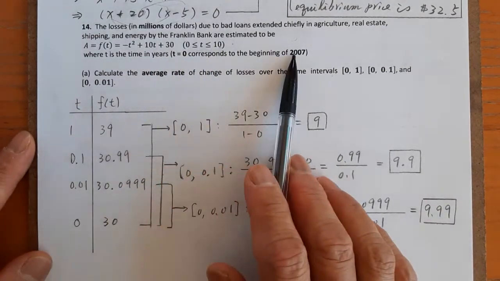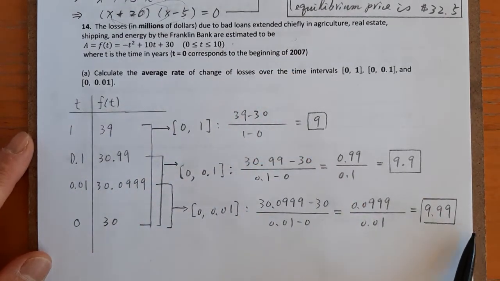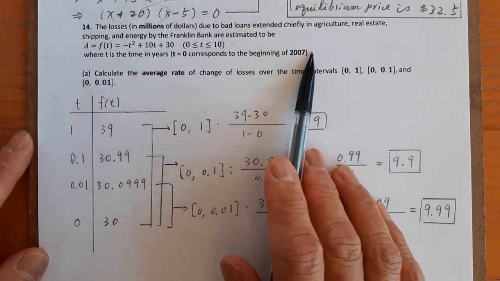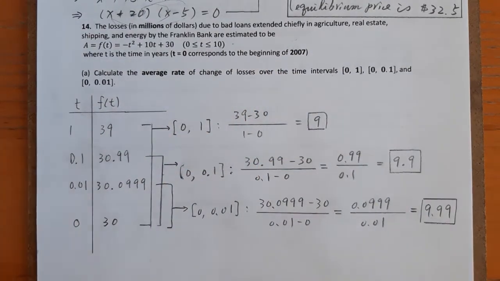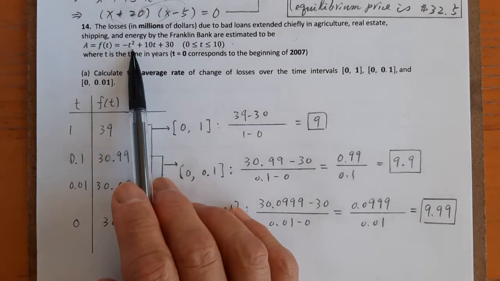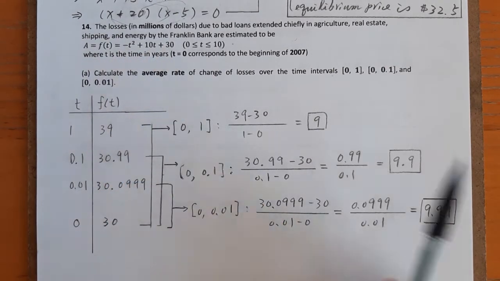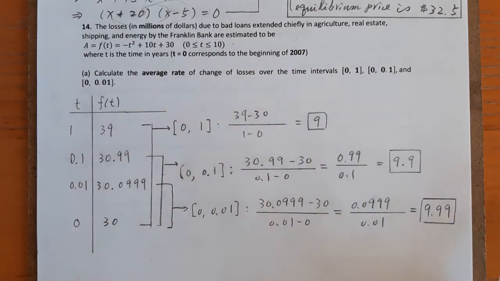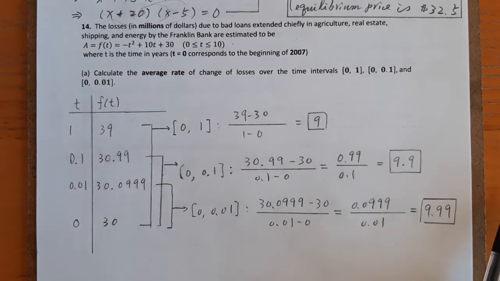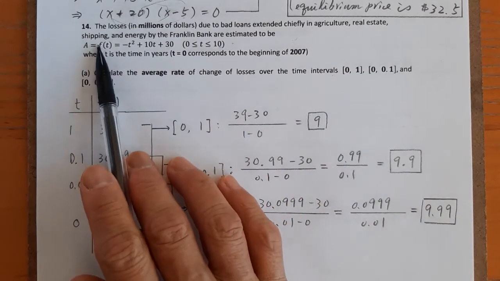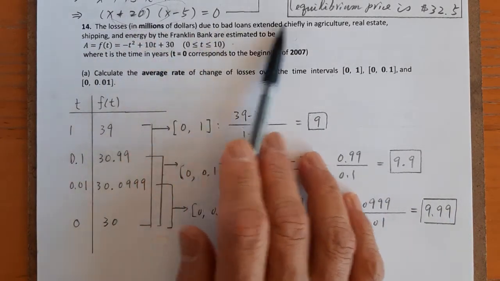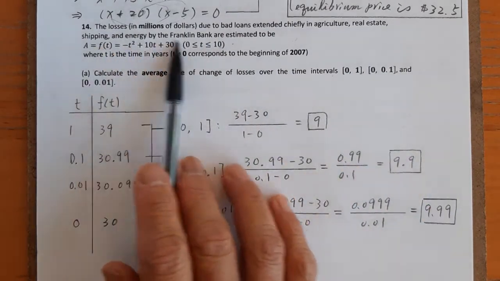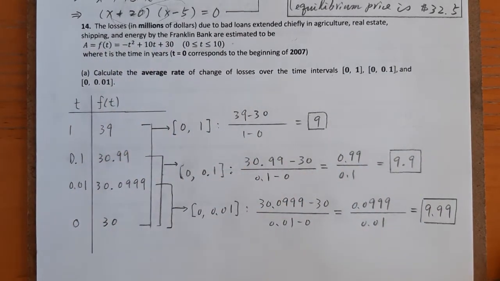T equals 0 corresponds to 2007. So t equals 0 is 2007, t equals 1 is 2008, t equals 2 is 2009. So in terms of years, it started at the beginning of 2007. The amount is the amount of losses, how many losses, in units of $1 million.